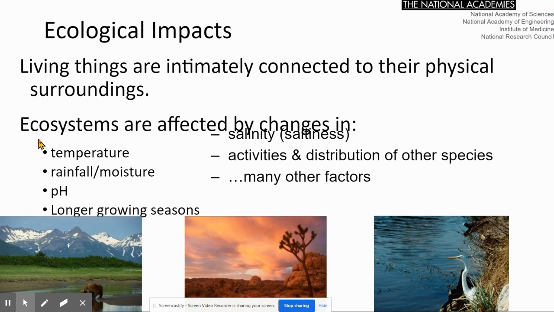So ecosystems can be affected by temperature, increase or decrease of rainfall, pH. So acid rain is a big one here. That's based from burning fossil fuels. Longer growing seasons, so that changes migrations and things like that. Salinity, saltiness, activities and distribution of other species.